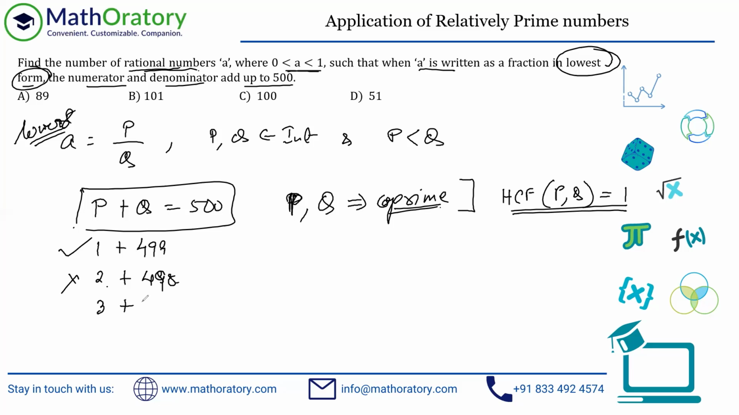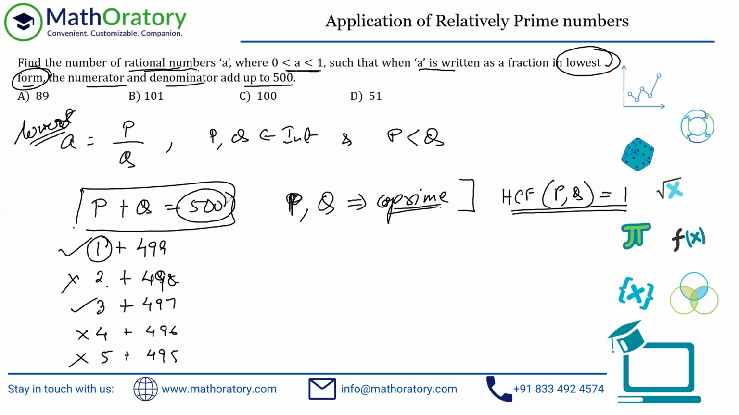Let me take 3 plus 497. You'll see that these two are actually co-prime. So this works out. 4 plus 496. This is the example I took earlier. This doesn't work out. Even 5 plus 495 doesn't work out, right? Notice the examples in which they are working out and they are not working out. Let me explain this further.